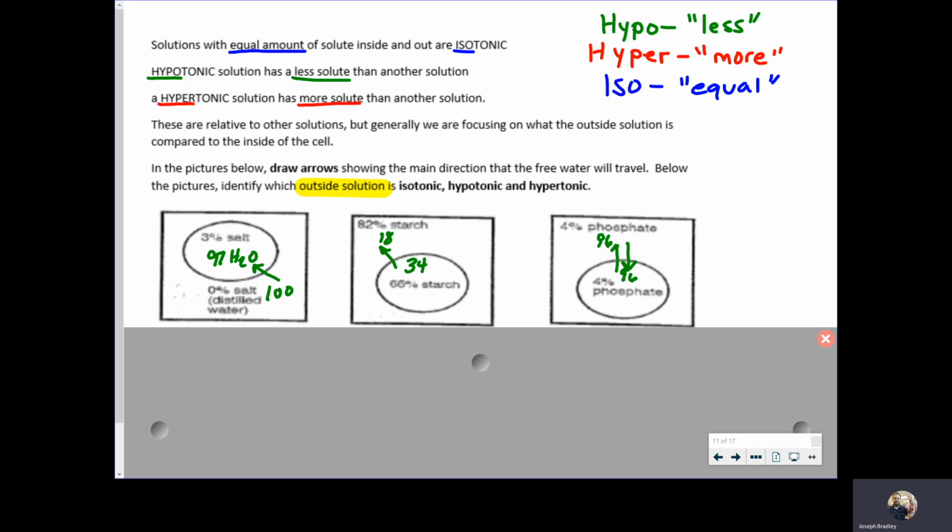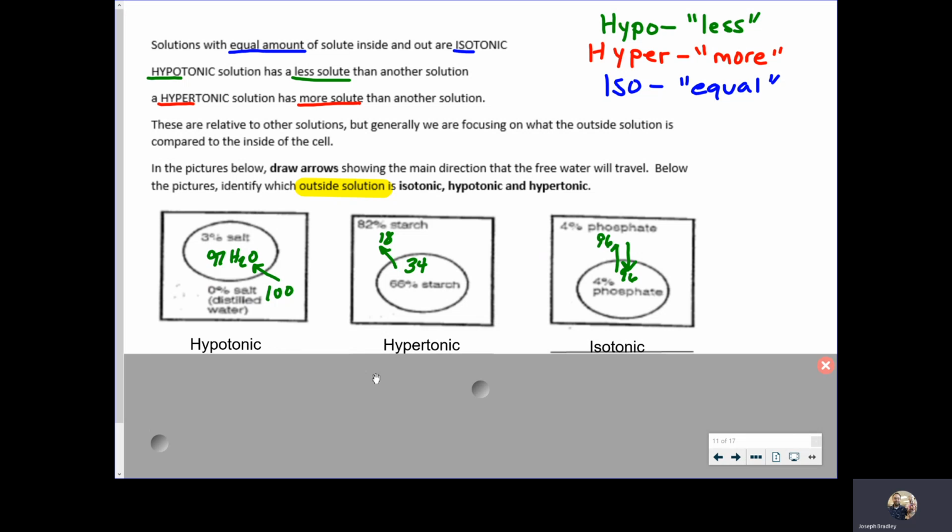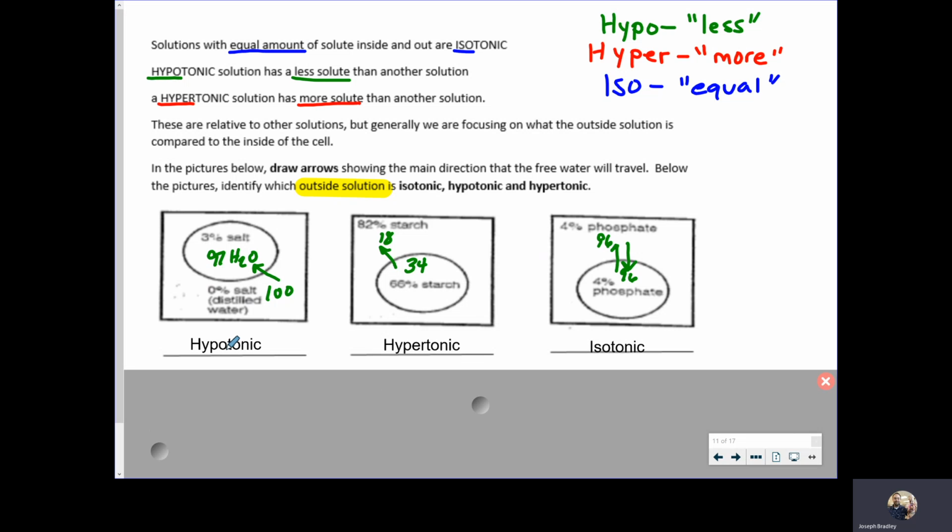So to define these, this one here is going to be hypotonic outside. This is going to be hypertonic outside. This is going to be isotonic. Again, looking at the concentrations, this has less solute outside. This has more solute outside. This has equal solutes inside and outside. Okay, let's look at those terms again. These are three major terms to know: hypotonic, hypertonic, isotonic.